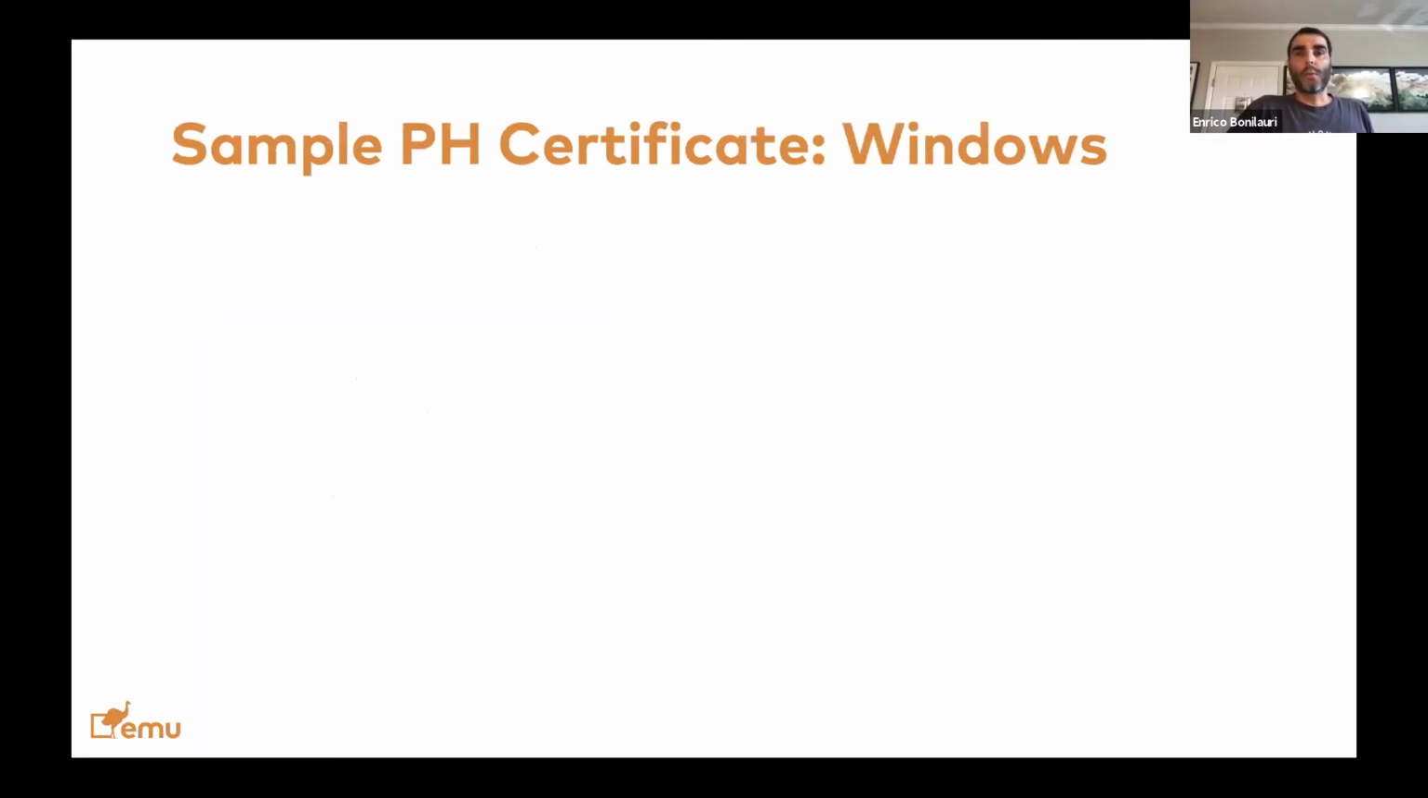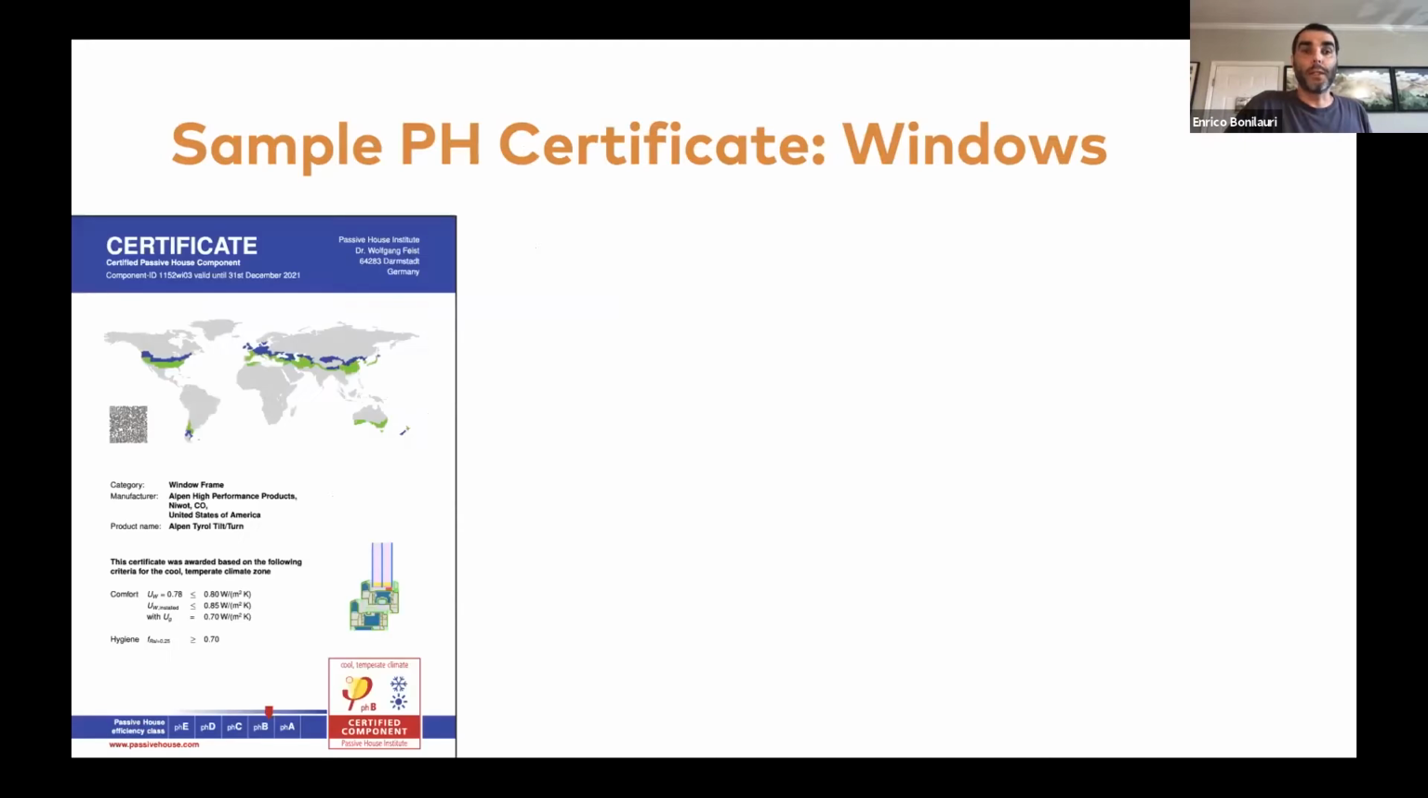So something that is more commonly known as far as certified building components is windows. You get a certificate for a window. It has a stamp of PHI. You see in this image here, it shows a profile of a window. It shows a triple pane.